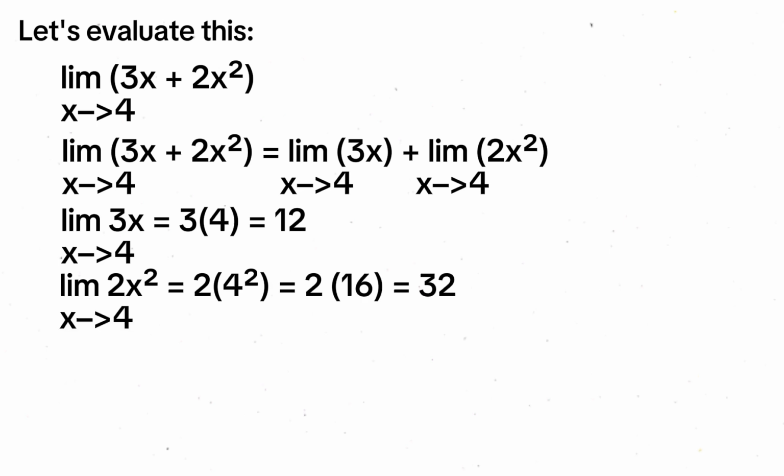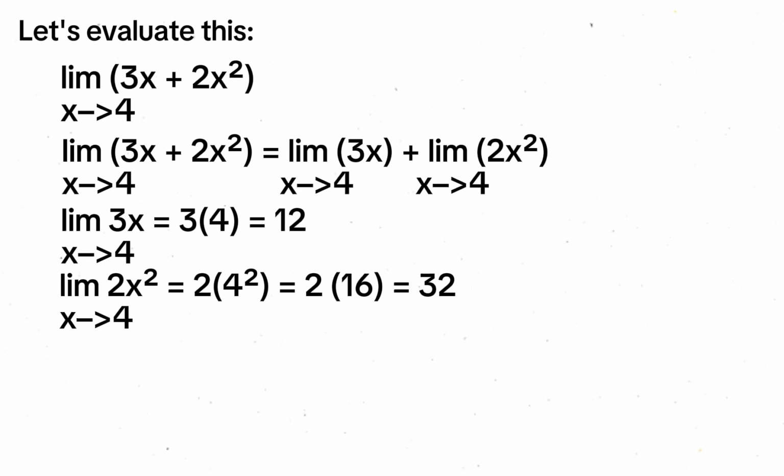The limit of 2x squared as x approaches 4 is equal to 2 times 4 squared. Since the 4 has an exponent, or squared, let's solve that first. So 4 times 4 is equal to 16. So we have 2 times 16 is equal to 32. So our g of x is equal to 32.